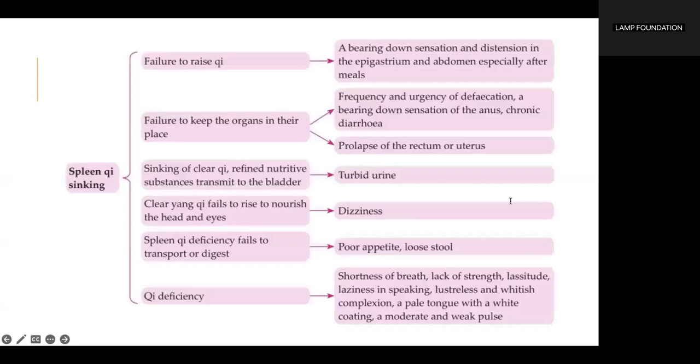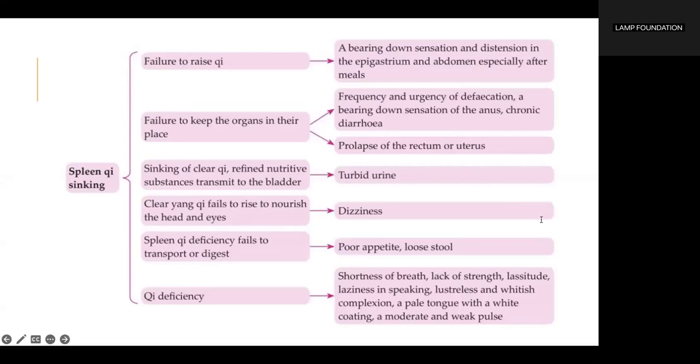Clinical manifestations: these include a bearing down sensation in the abdomen, distension in the epigastrium and abdomen, especially after meals, frequent and urgent defecation and chronic diarrhea, a bearing down sensation of the anus, prolapse of the rectum or uterus, and turbid urine. These symptoms usually are accompanied by shortness of breath, lack of strength, lassitude, and laziness in speaking, dizziness, lusterless, whitish complexion, poor appetite, loose stool, a pale tongue with a white coating, and a moderate and weak pulse.